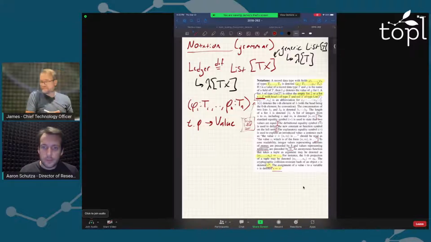I never understand how to do these left arrows. What do you read when you see the left arrow? V gets C. V gets C. Oh, I like that, gets. It's a good idea.